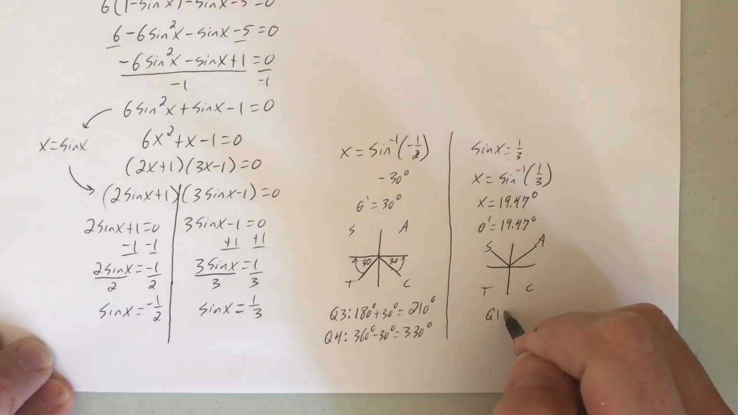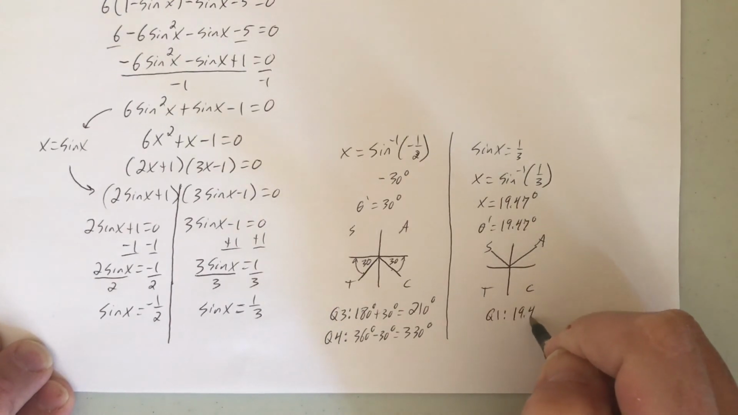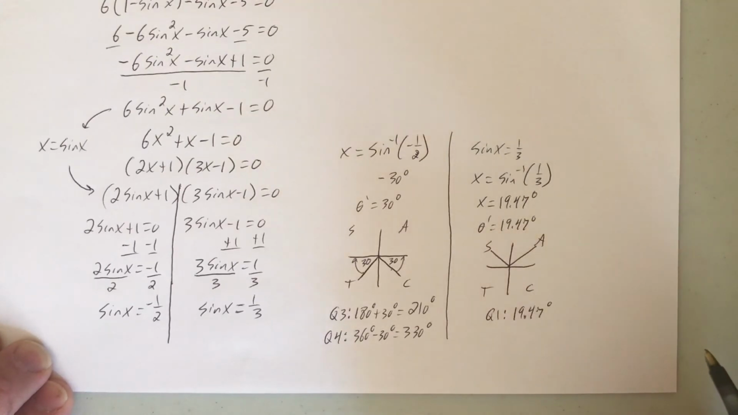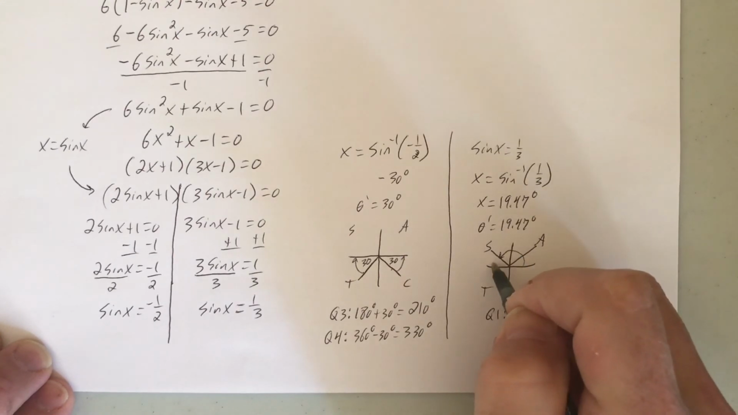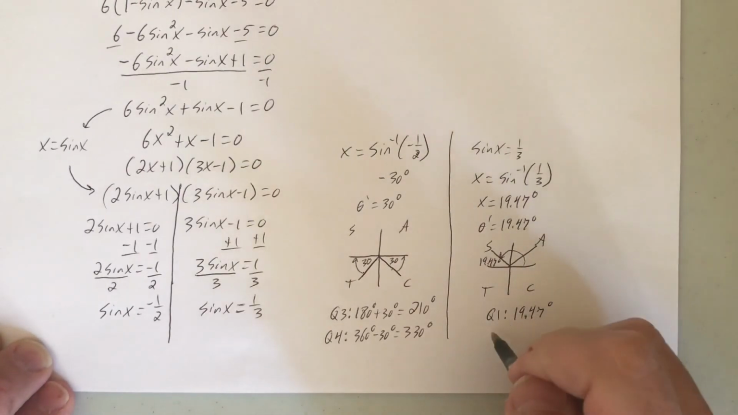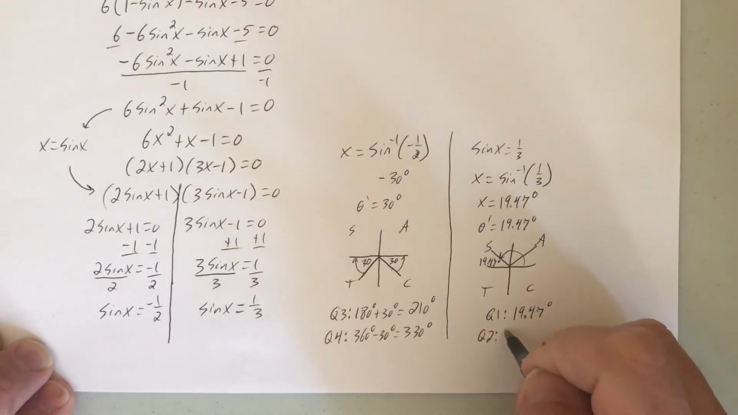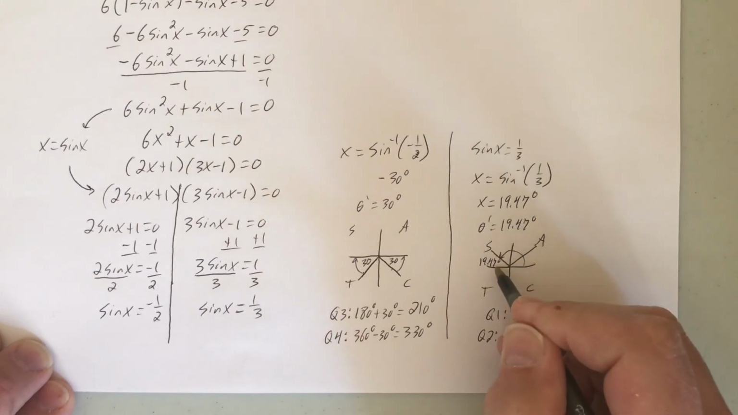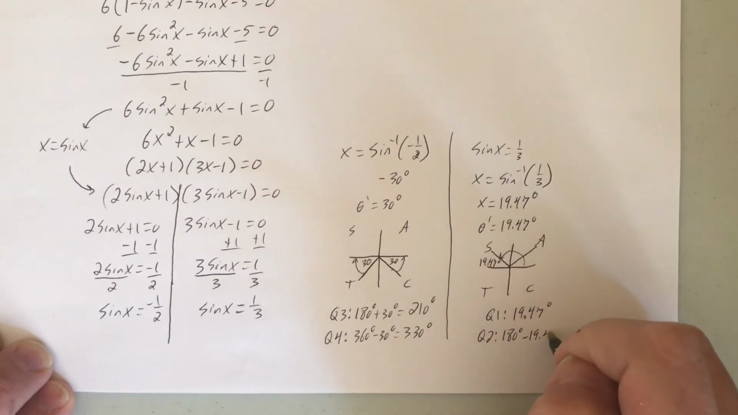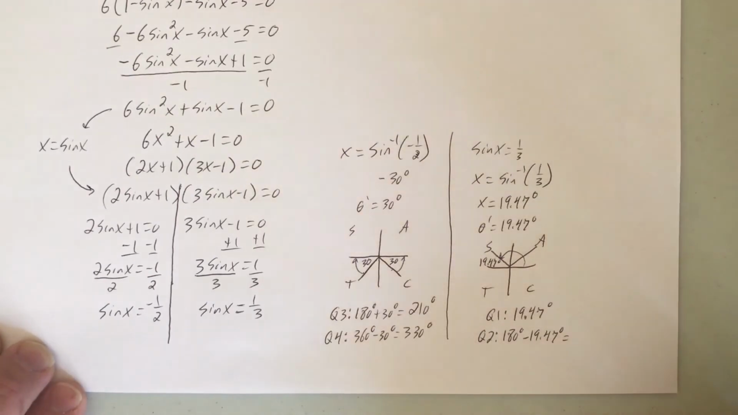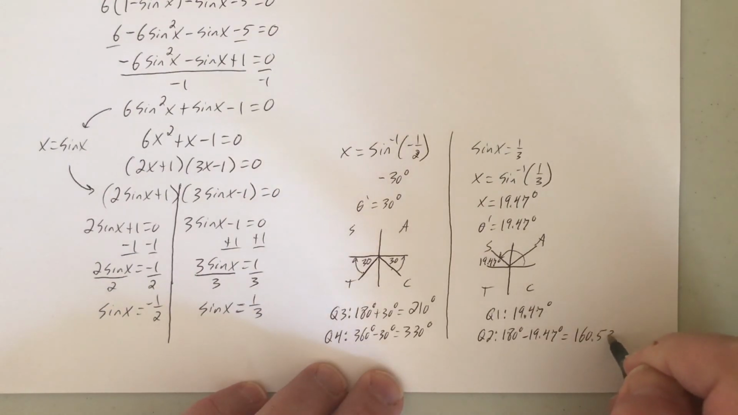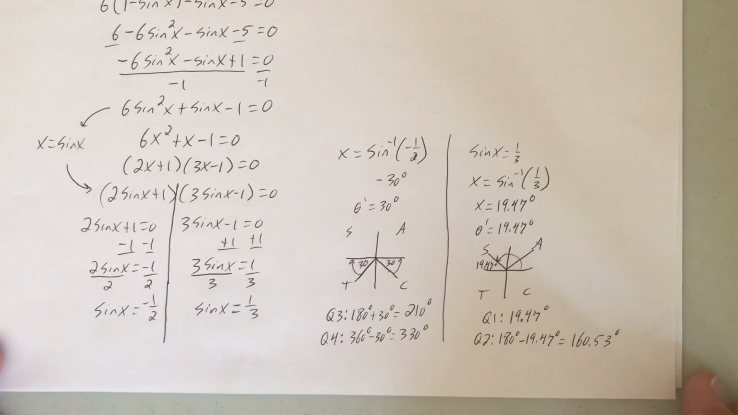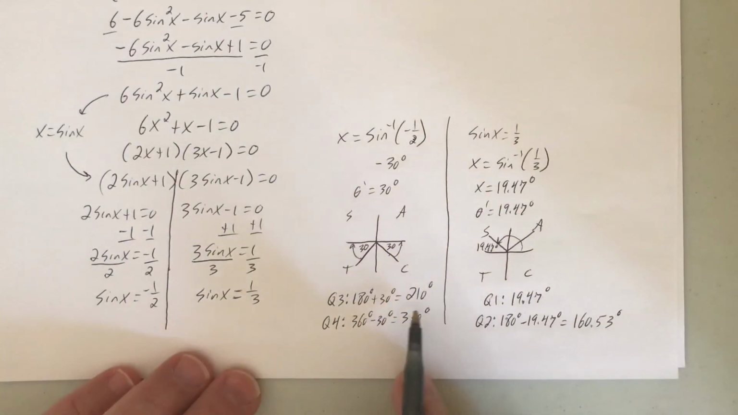So Q1 is 19.47 degrees, which is also the reference angle. And then that means for my quadrant 2 answer, which goes from here to here, remember this piece is going to be 19.47 degrees because it's your reference angle. So my Q2 angle is going to be 180, so from here to here, minus the reference angle. So minus 19.47 degrees, and that is going to be 160.53 degrees. So our answers are all 4 of these.